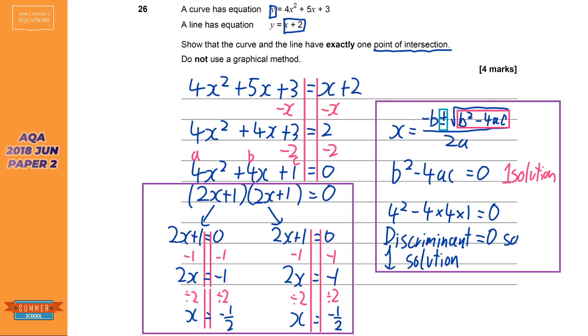So, you can show it either way by actually working out the solution, but nowhere in the question does it say you have to show a solution. It just says show that it has one point of intersection. So either of those methods would work.